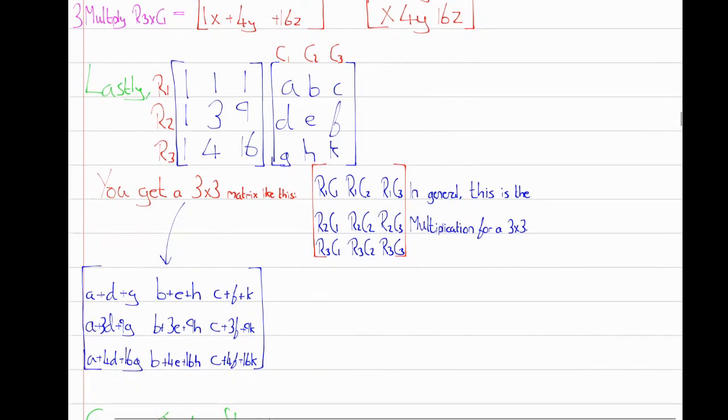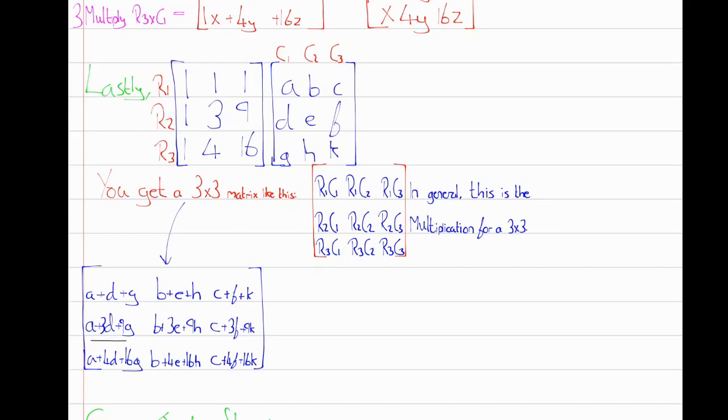So what we end up with is this down here. A plus D plus G from the first multiplication, B plus E plus H from the second multiplication, and C plus F plus K from the third. If you look here, we then move that down to row 2. We go row 2 by column 1. That gives us this here.